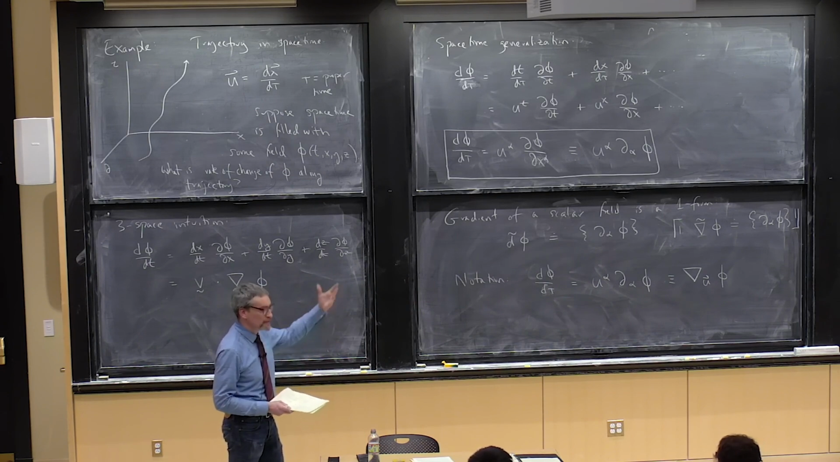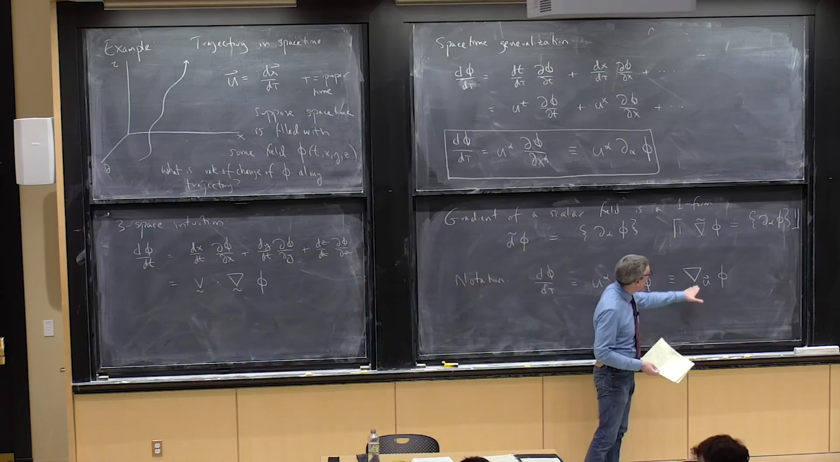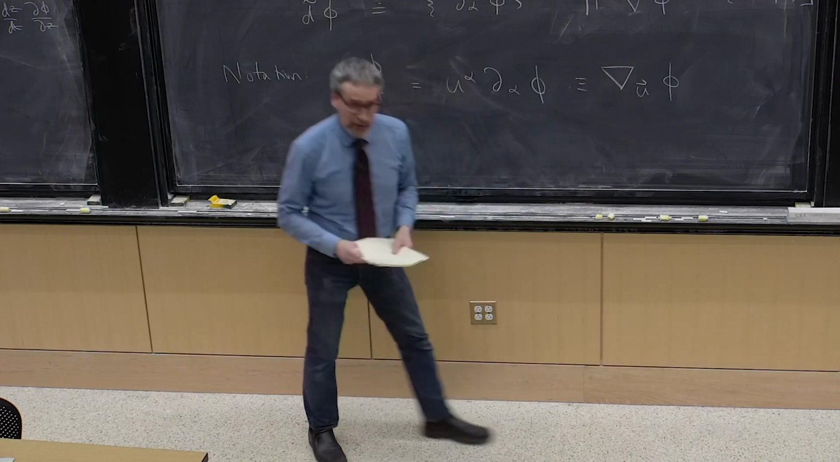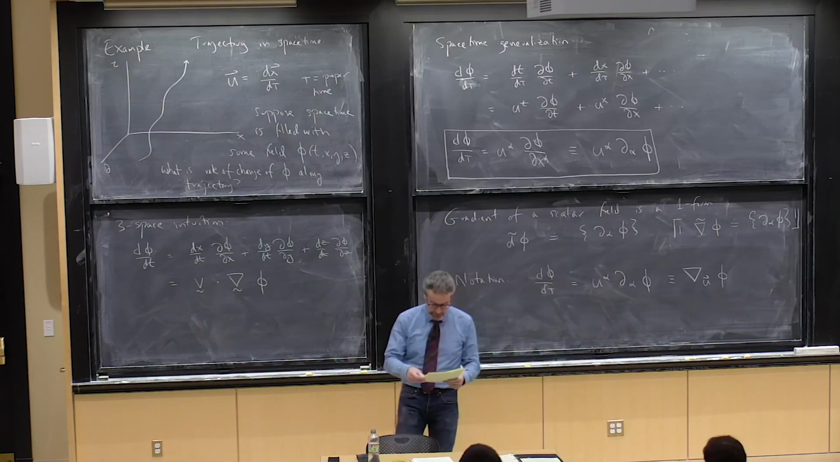I just want to be aware, especially for those of you who might be reading ahead, when you see this. So just think of this as what you get when I am taking a gradient along a velocity u. It basically refers to the gradient one form contracted with the 4-vector u.